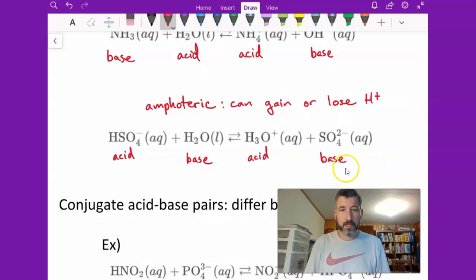Because if you look at what they're becoming, the H3O plus is most closely related to the water on the other side of the equation, meaning that it's becoming water, but it's doing that by donating a proton, which makes it an acid. The sulfate, SO4 2 minus, is most closely related to HSO4 1 minus. They only differ by an H plus ion. So in order to become that, it would have to accept a proton.